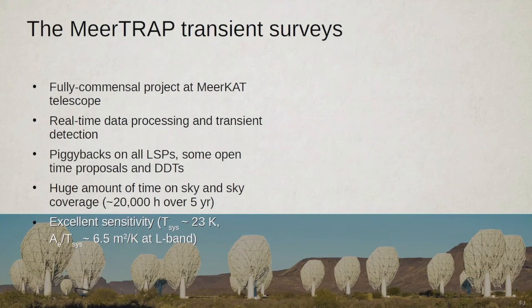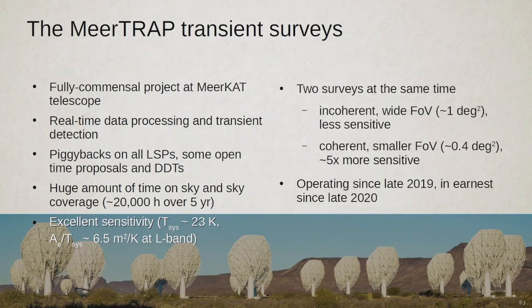MeerTRAP was already introduced yesterday. MeerTRAP is a fully commensal project at the MeerKAT telescope, and we have a huge amount of time on sky and sky coverage at excellent sensitivity. What is most important for this talk is that we perform two surveys at the same time. One uses the incoherent beam, which is slightly less sensitive, with a field of view of about 1 square degree. The second one is about 5 times more sensitive, where we tessellate the primary beam with coherent beams.